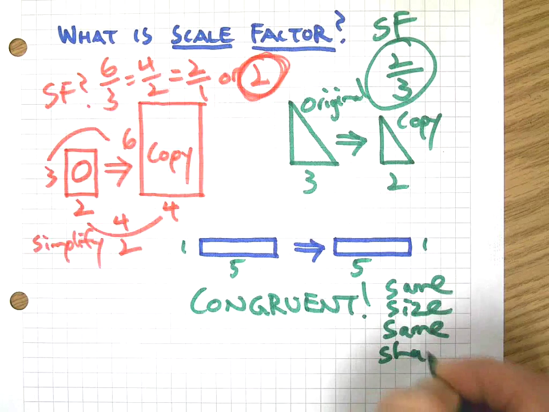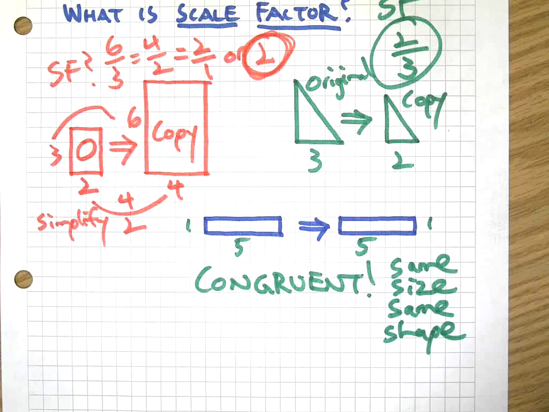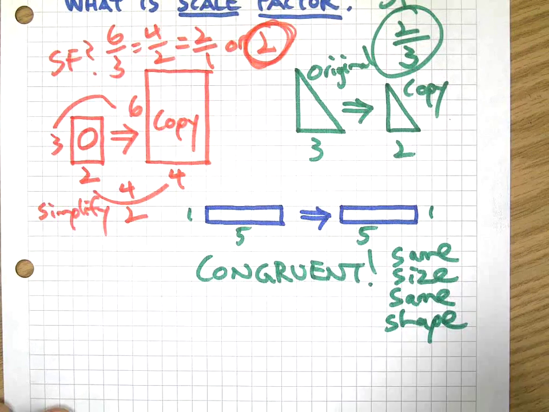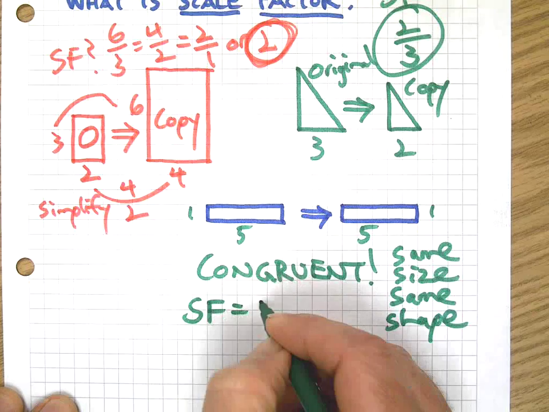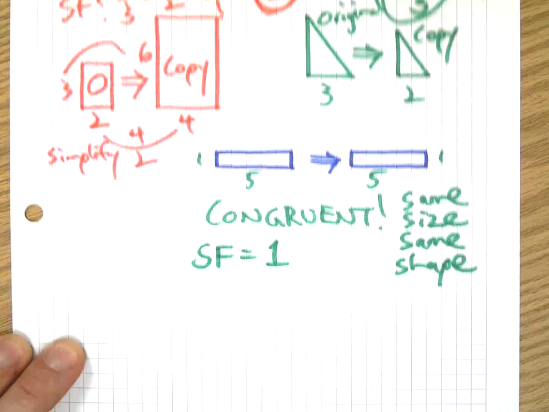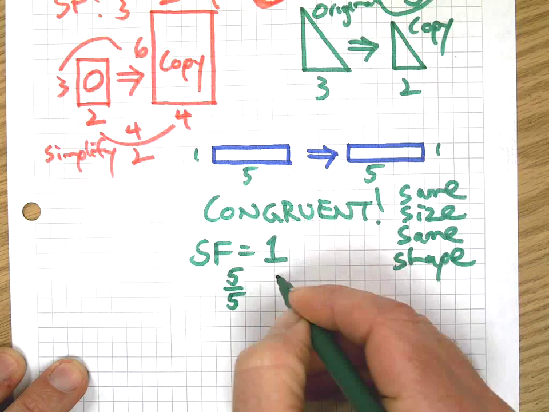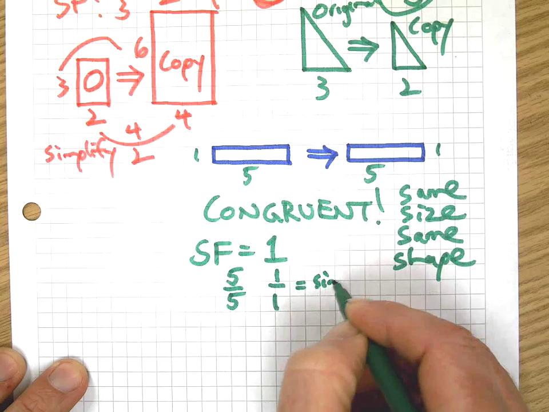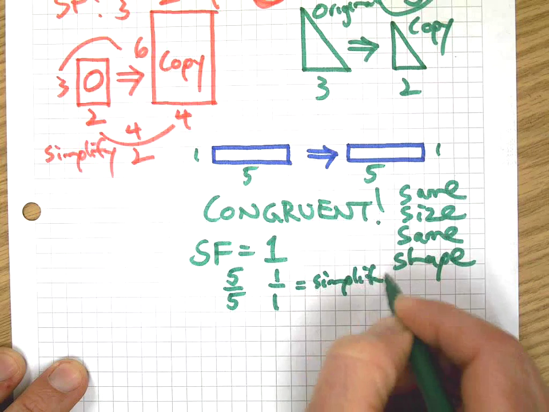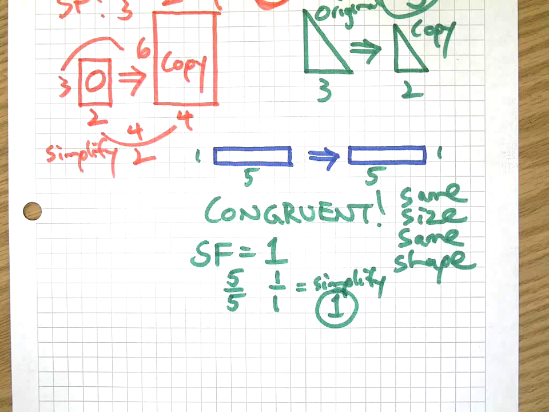Look at all these S's. It's an S convention. There we go, same size, same shape. You might say, well, that doesn't have a scale factor. Wrong. Scale factor is 1, right? Because if I make a ratio out of all the pairs of corresponding sides and simplify them, what do I get? 1. There is a scale factor.